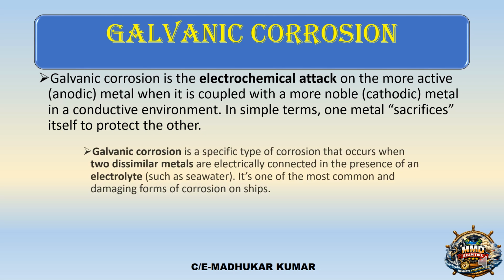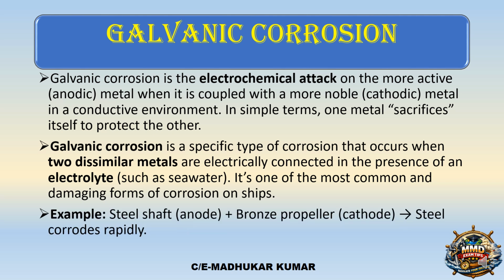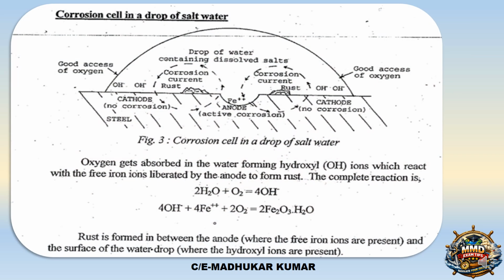sacrificed. Galvanic corrosion is a specific type of corrosion that occurs when two dissimilar metals are electrically connected in the presence of an electrolyte such as seawater, and it is one of the most common forms of corrosion damaging ships. Steel shaft is acting as an anode, bronze propeller acting as a cathode, and steel will corrode in the presence of the seawater.